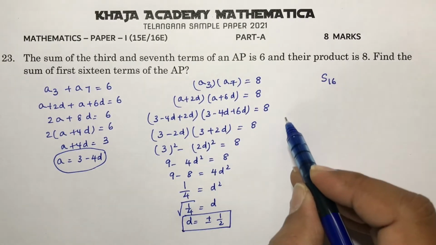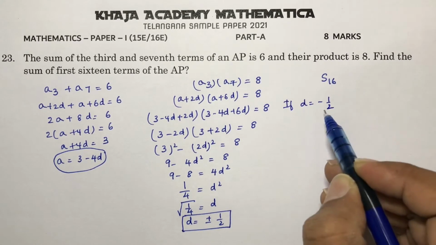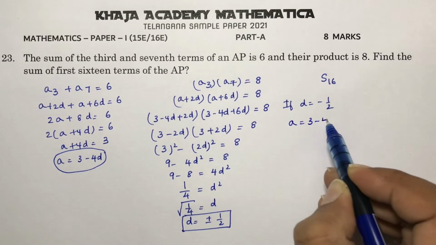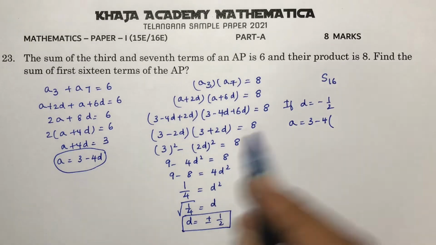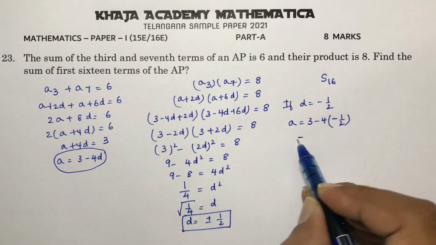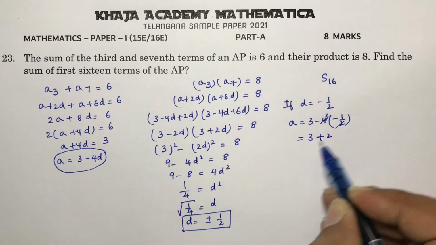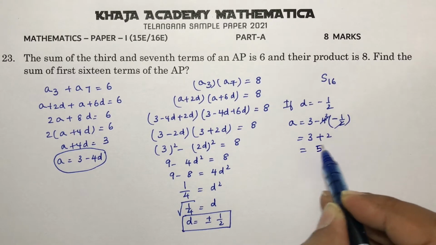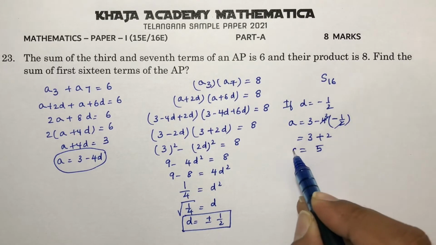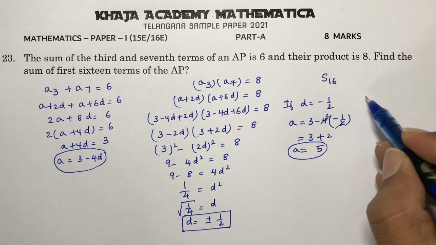If D is minus 1 by 2, what is A? A is 3 minus 4D. D is minus 1 by 2. So 3 minus into minus, 2 times 2 is 4 over 2, plus 2. 3 plus 2, 5. So A value is 5, D is minus 1 by 2. Now you can calculate S16.